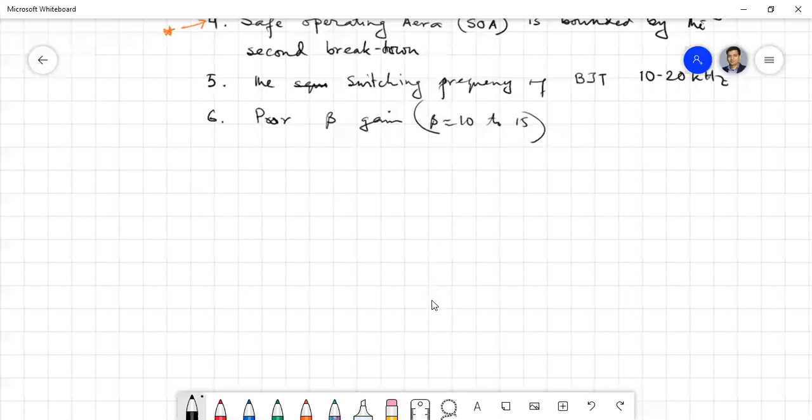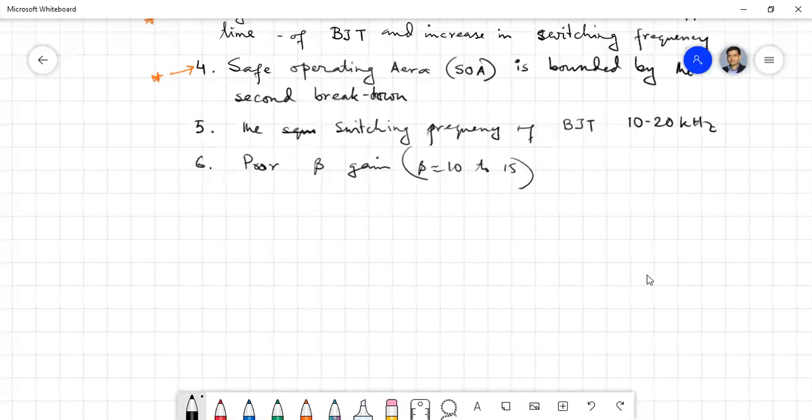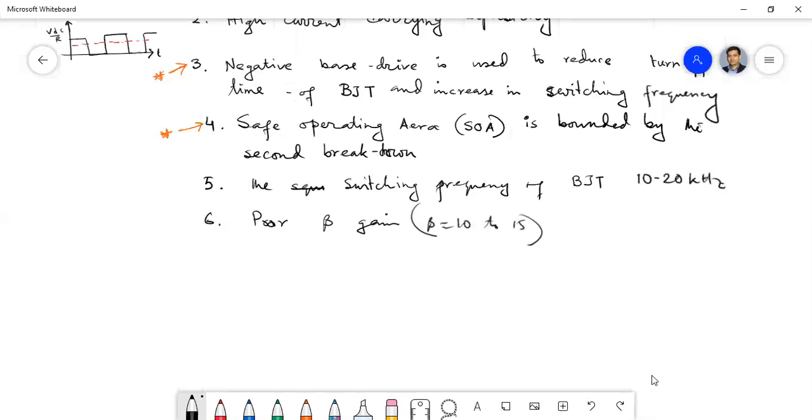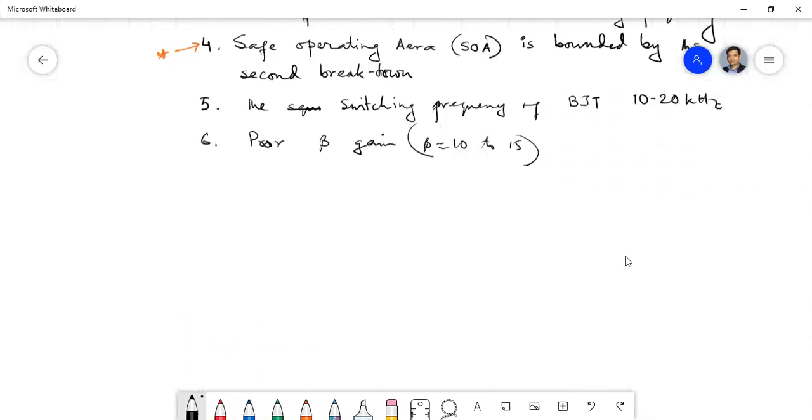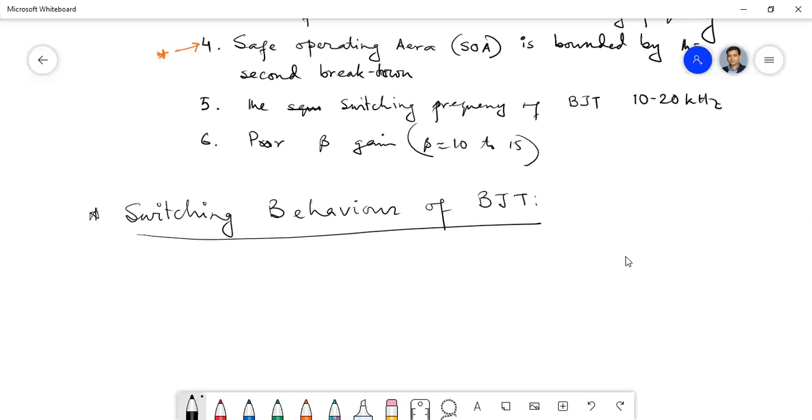So let's start the class. We have discussed different important characteristics of bipolar junction transistor. Now we'll start with the switching behavior of bipolar junction transistor.